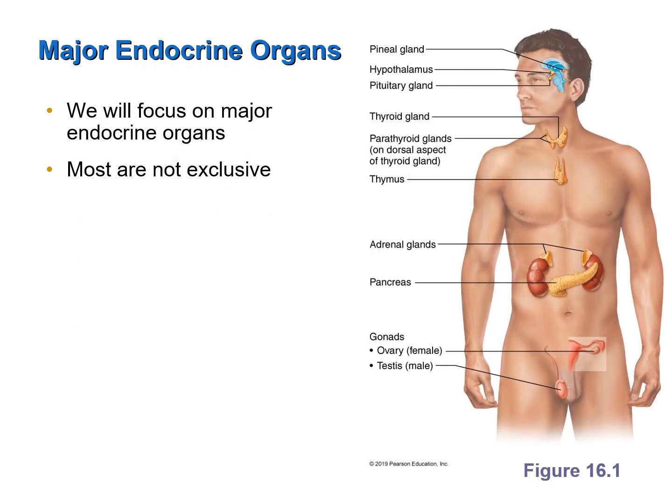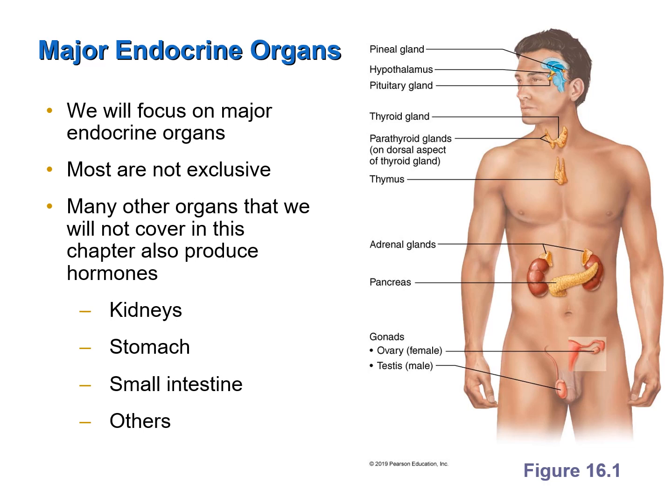In our discussion of the endocrine system, we're only going to focus on major endocrine organs, like the hypothalamus, the thyroid, the adrenal glands, the pancreas, etc. And many of these organs are dual organs. That is, they secrete hormones, but they also have other functions outside of secreting hormones. So they're not exclusively endocrine organs. For example, the pancreas, because it secretes digestive enzymes, it's also part of the digestive system.